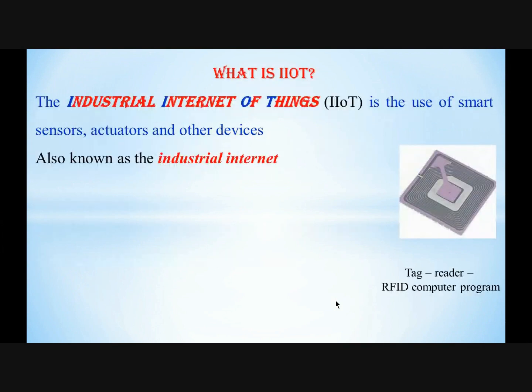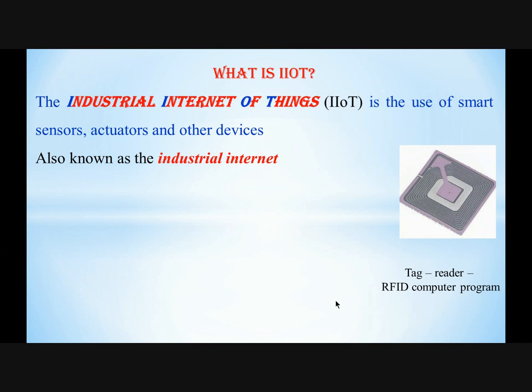Okay. Now let us see what is IIoT. IIoT stands for Industrial Internet of Things. Okay. It is nothing but the use of smart sensors, actuators, and other devices. Other devices include radio frequency identification tags, that's nothing but RFID tags. All these things are used to enhance the manufacturing and industrial processes. Okay. Below you can see the diagram of an RFID tag reader.